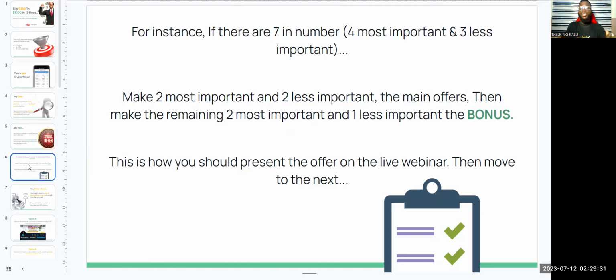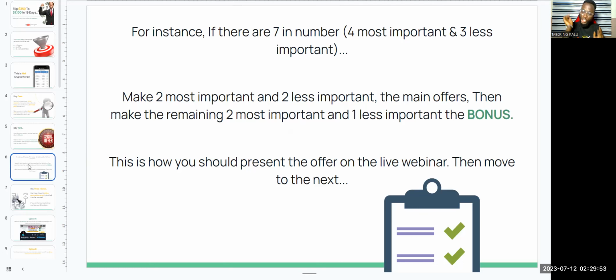So after you've written down the offer, draw a line like this and like this, a cross, like the cross of Jesus sign. Draw it. On one side, write most important. On the other side, write less important. After you've written down your offer, write the most important and write the less important.